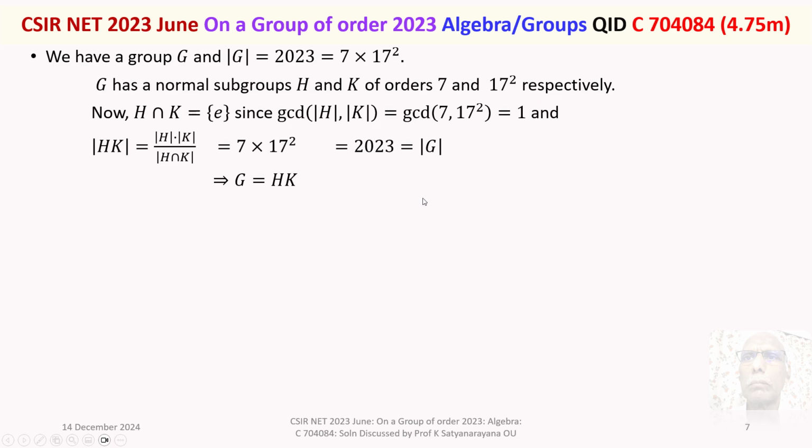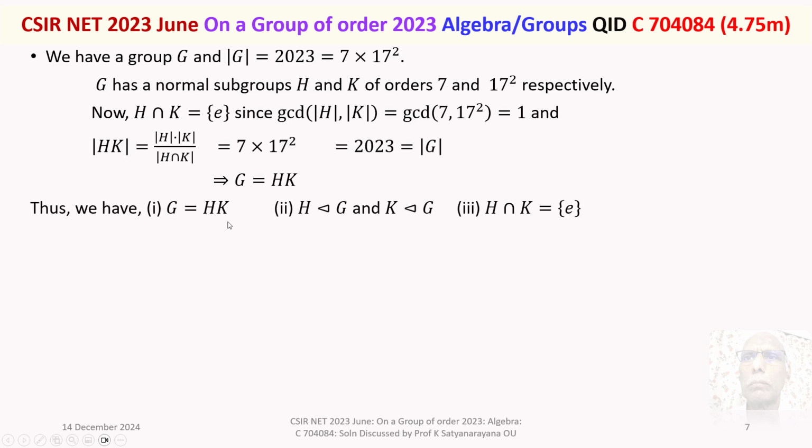So what are the properties now? The properties are: 1, G is HK. 2, H and K are normal subgroups of G. 3, H intersection K is the identity element alone. So now, what can you say? We say G is the internal direct product of H and K, that is, G is equal to H cross K. But again, you remember another theorem.